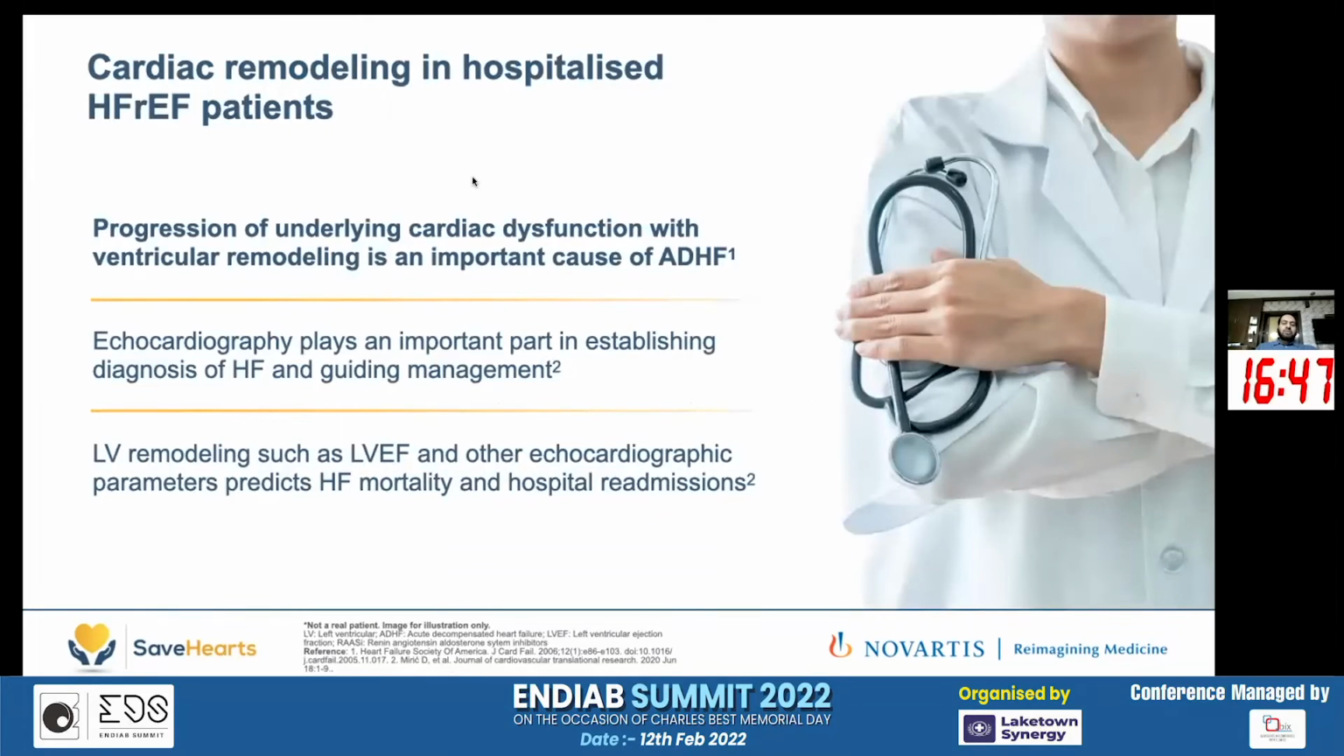So cardiac remodeling is to be assessed, and we do this by an echo, especially when the patient is in the hospital. Even in hospitalized patients, progression of an underlying cardiac disease with ventricular remodeling is an important cause of acute decompensated heart failure. As we said earlier, our echocardiographers are very important in our decision-making and planning process. They help us guide the management, and it's important that we get a good echocardiographer to look at the echo and give us these small features. An MR that is missed, or a wall motion abnormality that is missed, could make a difference in the way that we treat these patients.